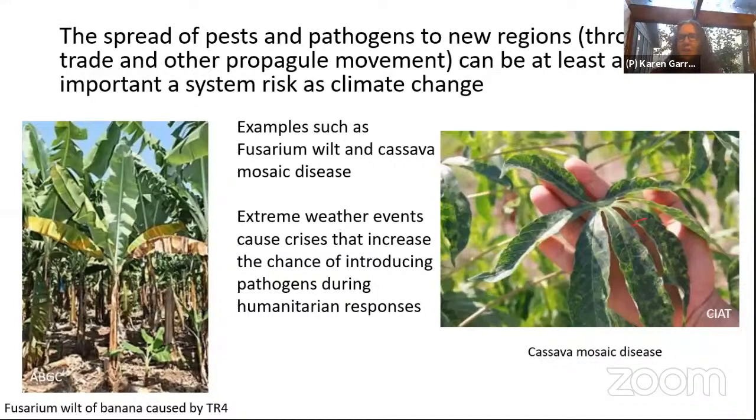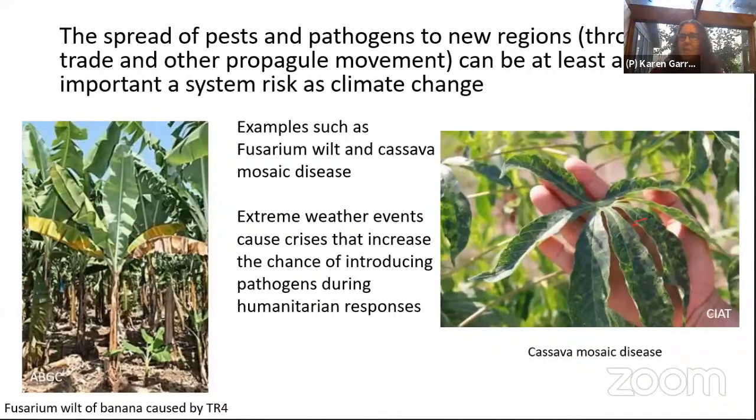So as well as changes based on climate or weather changes, for pests and pathogens, one of the most important risks is from movement into new areas. So of course, if we can avoid having a pathogen even present in a region, that's the best management of all, right? So some important examples of movement these days are fusarium wilt caused by tropical race 4, which can attack new cultivars that were previously safe from that disease. And also cassava mosaic disease moving through Africa and also moving through Asia now.